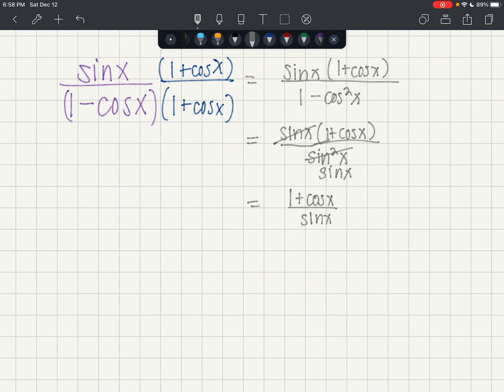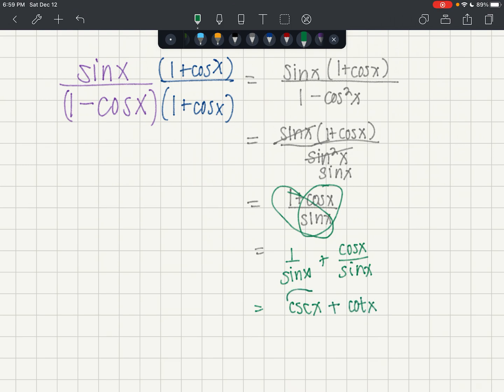And now I can split this up into 2 terms. So 1 over the sine of x plus cosine of x over sine of x. 1 over sine of x is cosecant of x, and cosine over sine is cotangent of x. So that's what they want you to do there. And it's all about multiplying by the conjugate in the denominator.